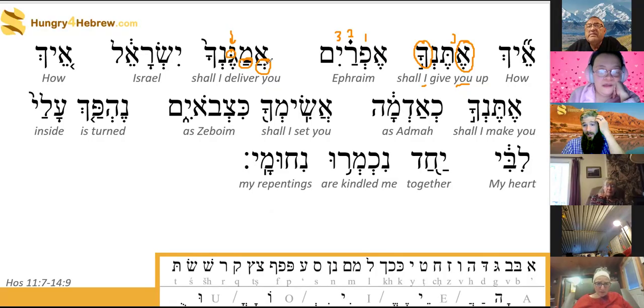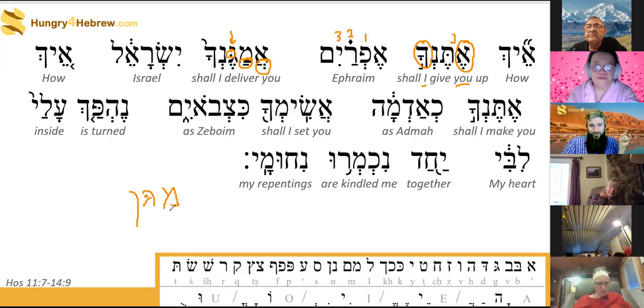Of course, my mind goes straight to the word magen. What is a magen? It's a shield, so I'm thinking that means to shield. What is the root of the word magen? Mem Gimel Nun. So is it defend? What's the root? Mem Gimel Noon.